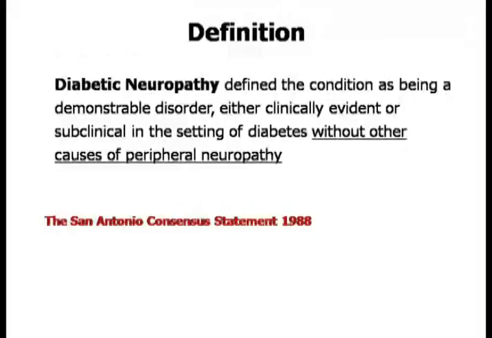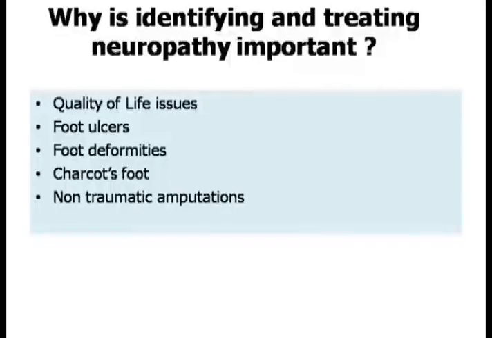So it's very important to note the original definition of diabetic neuropathy, which says that the condition should be a demonstrable disorder, either clinically evident or subclinical, in the setting of diabetes, without any other cause of peripheral neuropathy. So basically, by definition itself, diabetic neuropathy implies that you should be excluding other causes of neuropathy before you say it's diabetic neuropathy.